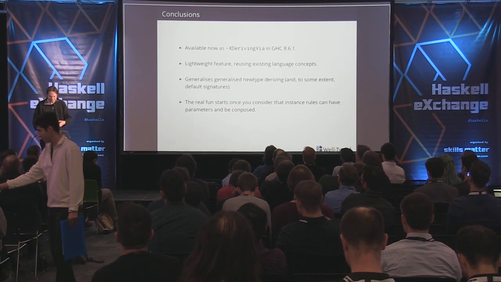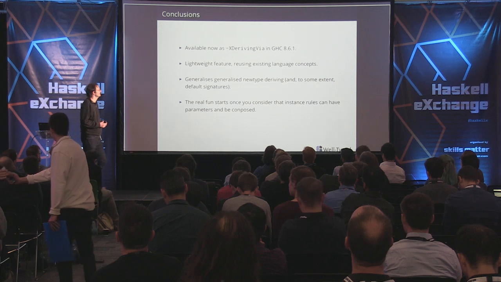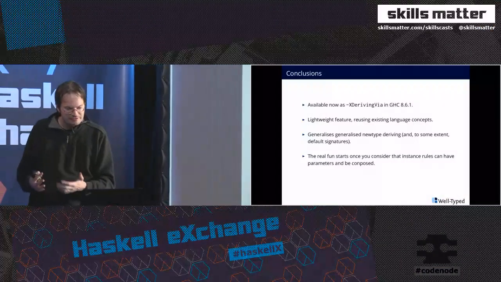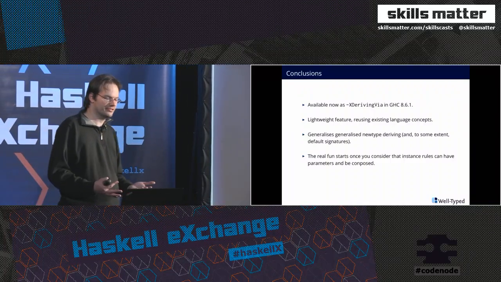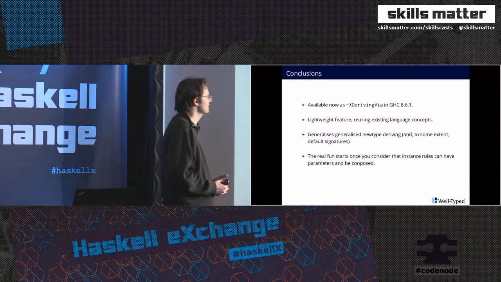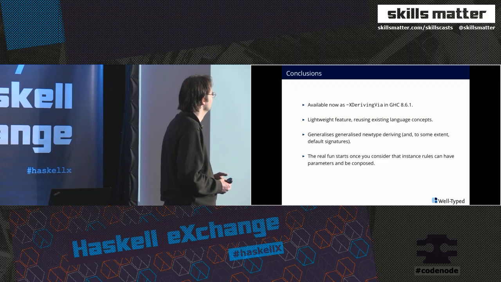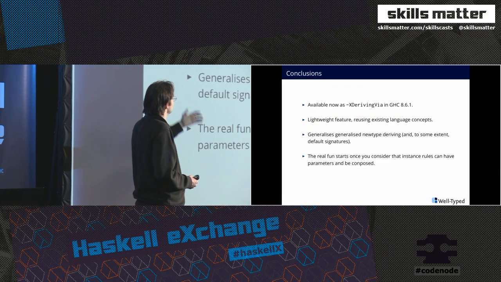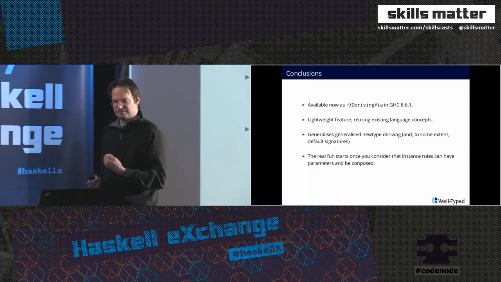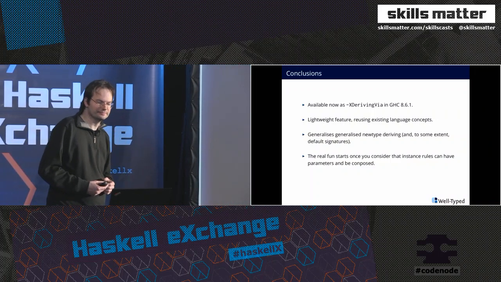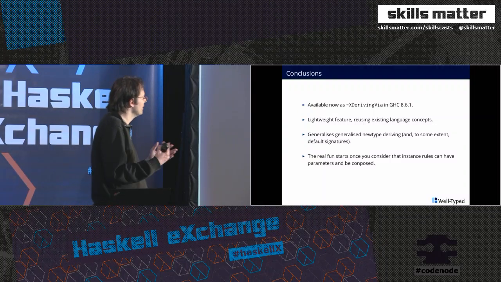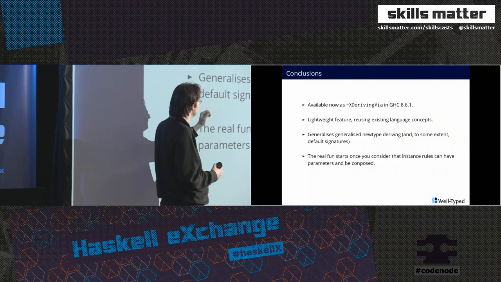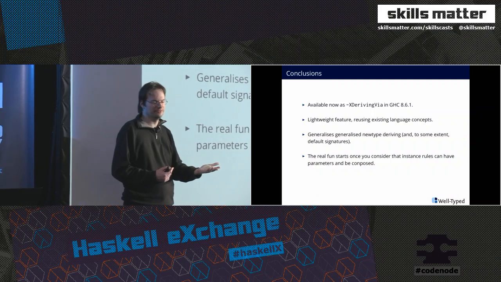Yes, so actually this is already the end. The conclusions of this are, so DerivingVia is available right now. It's available in GHC 8.6.1. So thanks to primarily the hard work of Ryan, who did all the implementation work. And it's a very lightweight feature in terms of reusing existing language concepts. And it generalizes a lot of stuff, which is nice. So it generalizes GeneralizedNewtypeDeriving, and it actually, to some extent, also replaces default signatures.